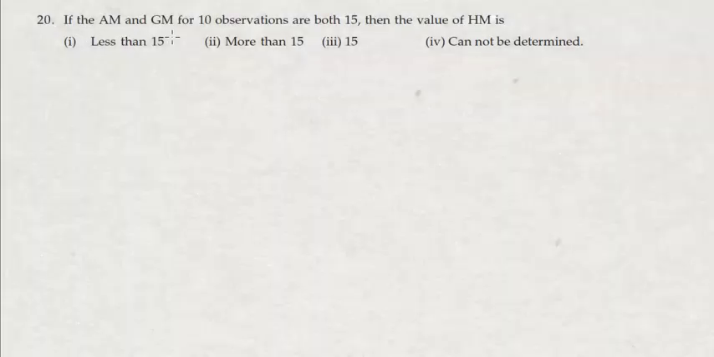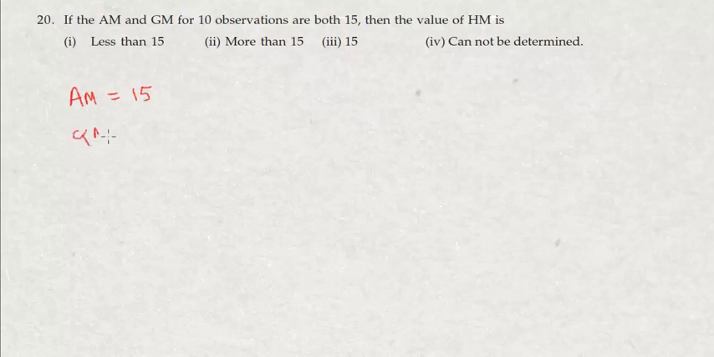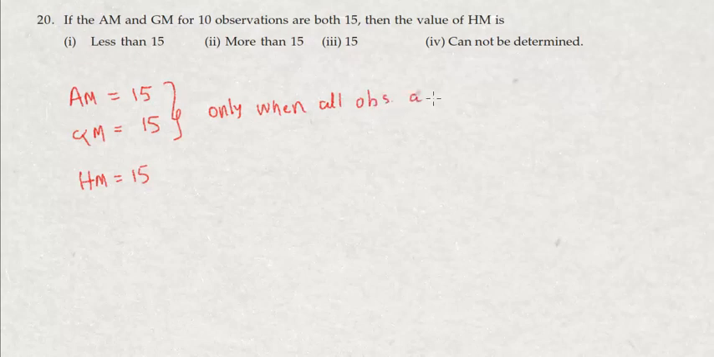If the arithmetic mean and geometric mean for 10 observations are both 15, then the value of the harmonic mean is? This question is very simple. If the arithmetic mean is equal to 15 and the geometric mean is also 15, then the harmonic mean must also be 15, because this is possible only when all observations are the same. So if all observations are the same, then even the harmonic mean will be equal to the arithmetic and geometric mean.